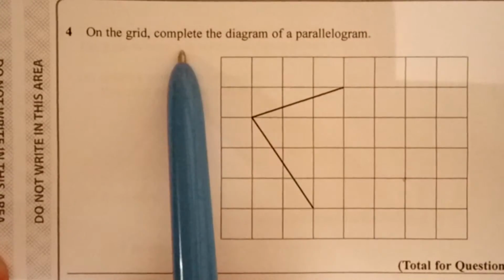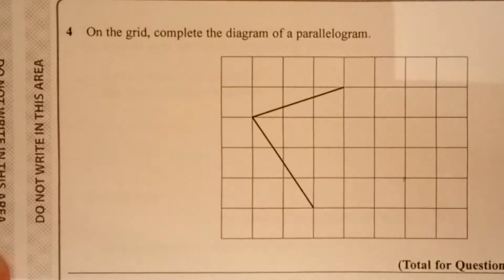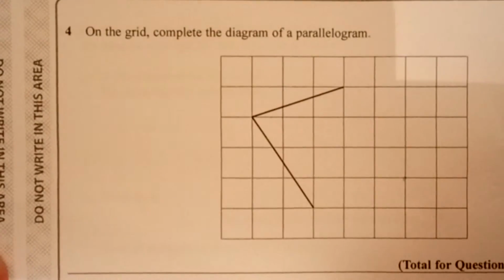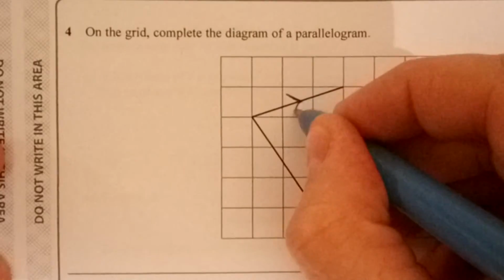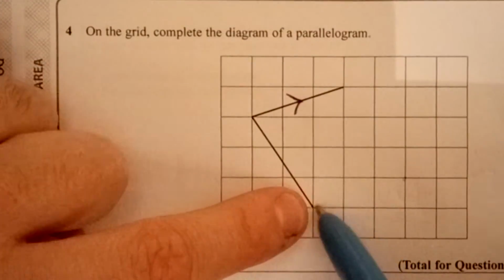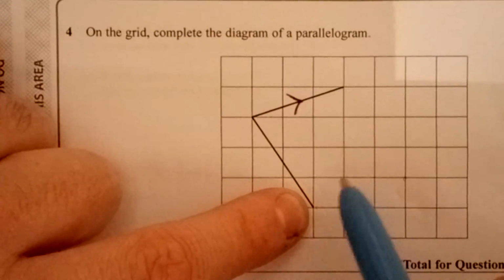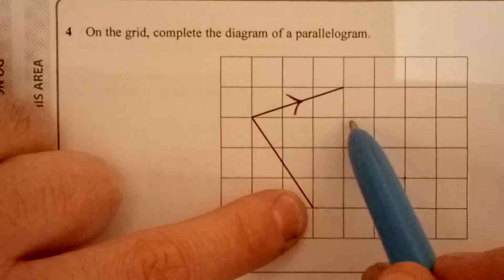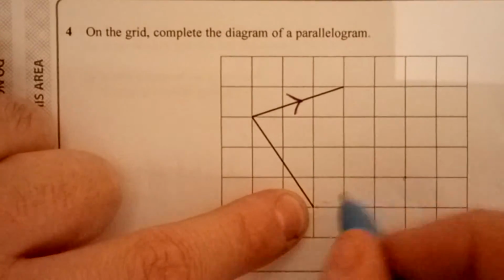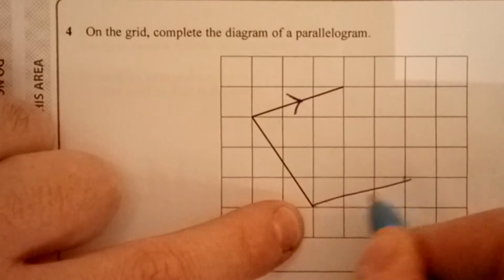Right, it says, on the grid, complete a diagram of a parallelogram. Now, a parallelogram has 2 sets of parallel sides. So if you think of this side here, we need a parallel side there. Now the parallel side will have the same gradient, but if you look, this goes along 3 and up 1. So I have to go along 3 and up 1, which is there.